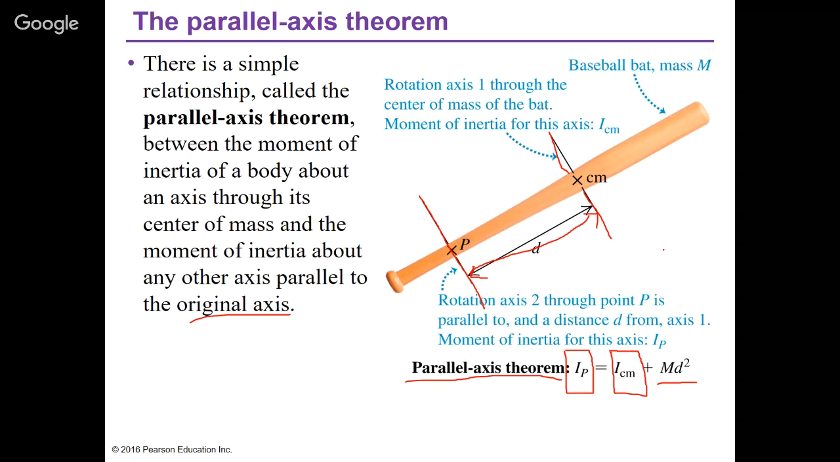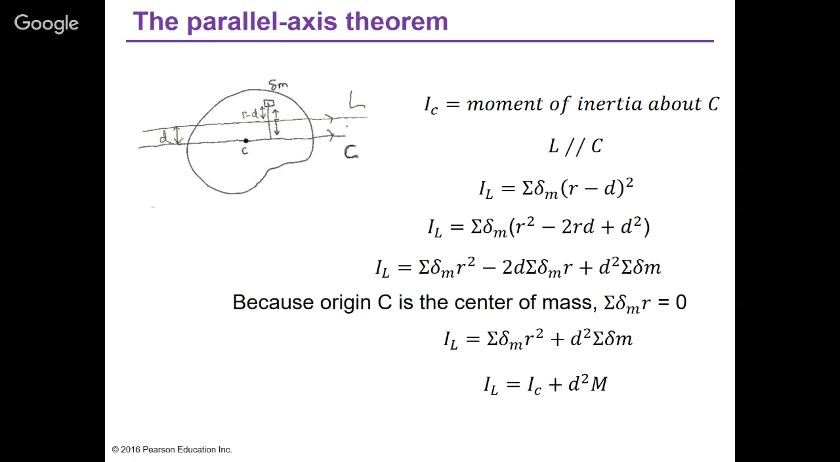Let's derive this parallel axis theorem together. Here is our setup. We have a rigid body, and we have axis C that passes through the center of mass, point C here. Now we move this axis up by distance d, away from the original axis. We say that the moment of inertia about the original C axis is I_C, and let's start working out what the new moment of inertia around the axis L would be.